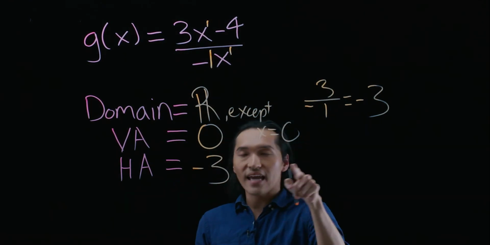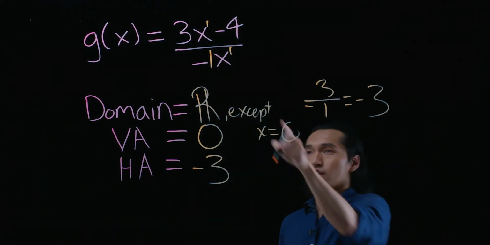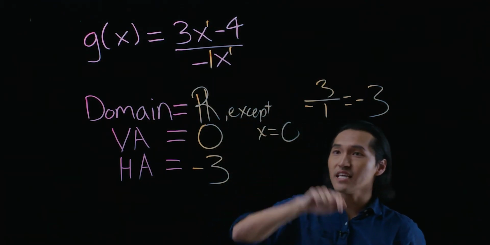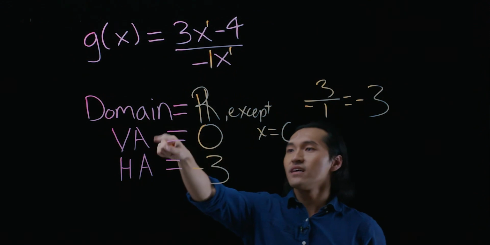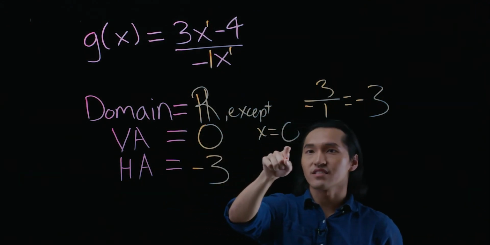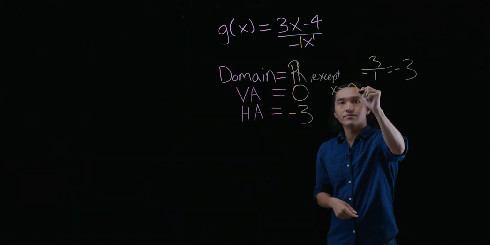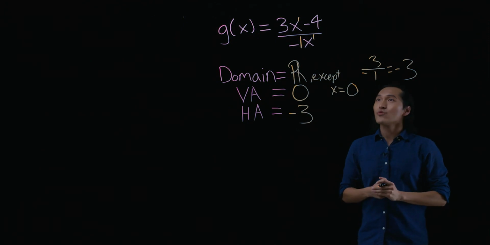So x cannot equal 0. That's another way you can describe this, is x cannot equal 0, or you can simply say that the vertical asymptote exists at x equals 0. It's the same thing. And that is how we solve this problem.